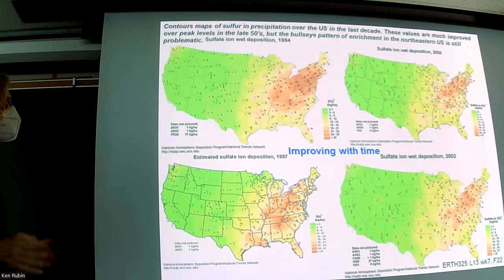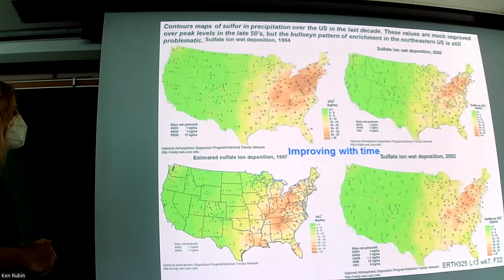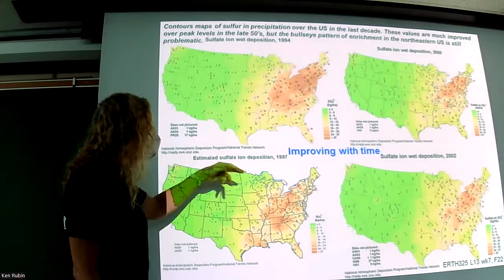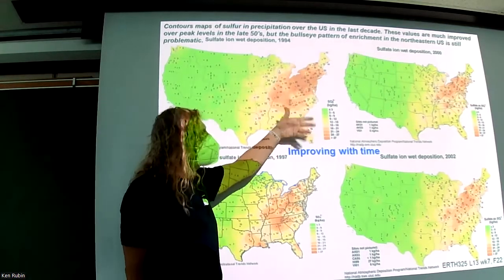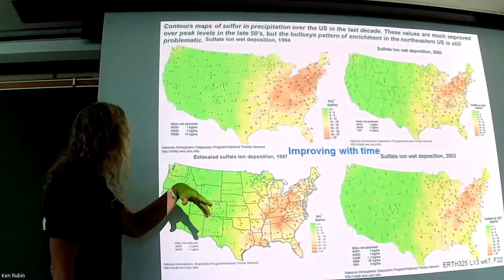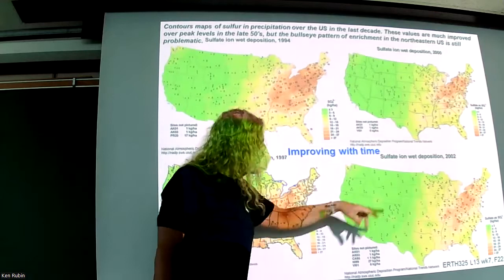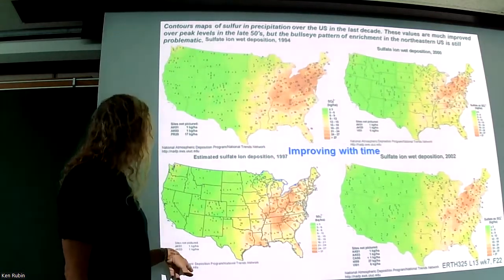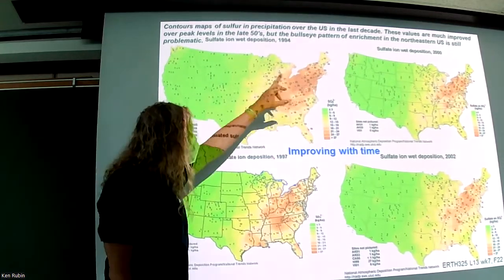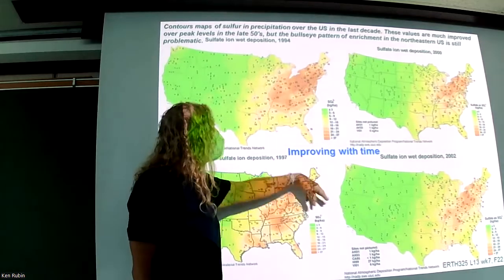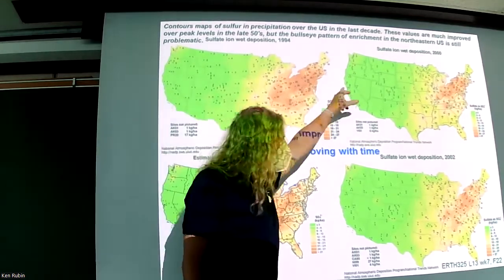So these are some contour-ish plots, color-coded for the sulfur content of the rain, okay? And this is over the continental United States. This is color-coded so that green is low and orange is high. So this is a time series. This is 1994, 1997, 2000, 2002. So it goes from this to this, to that, to that.